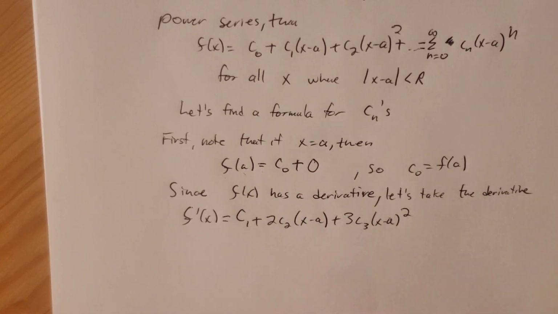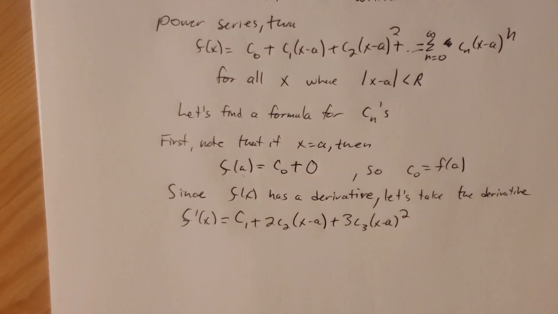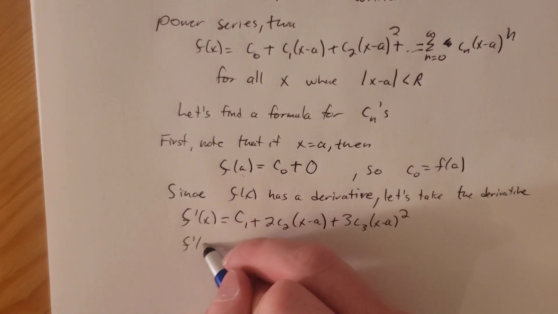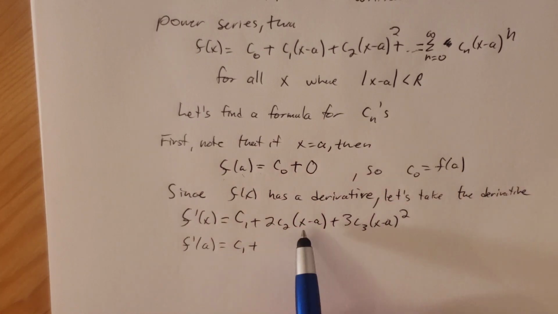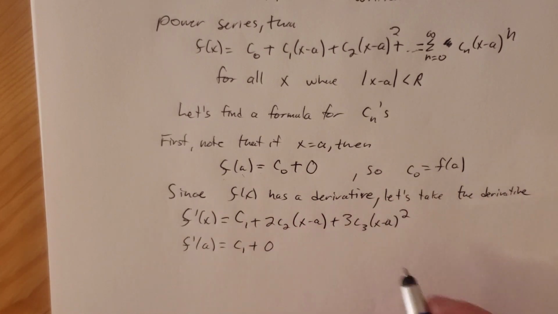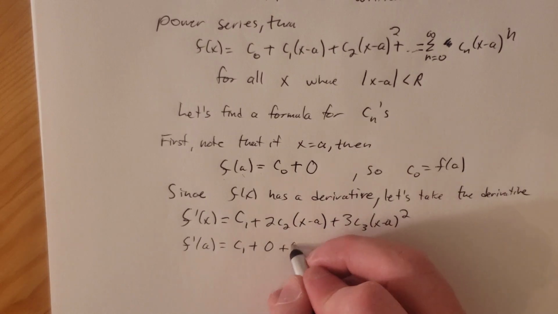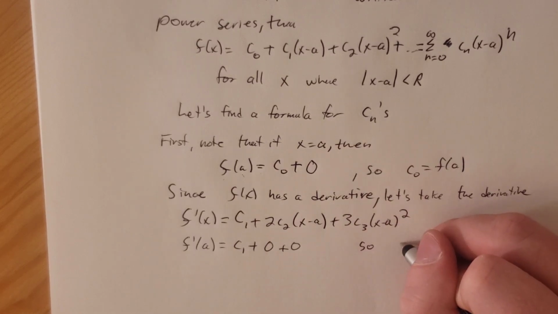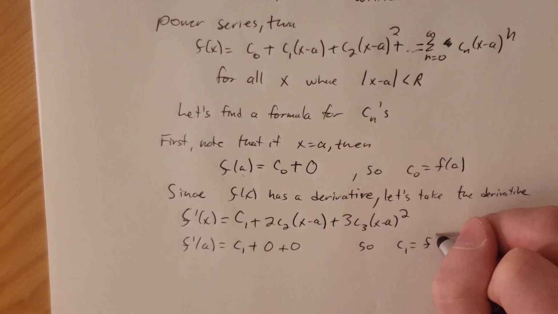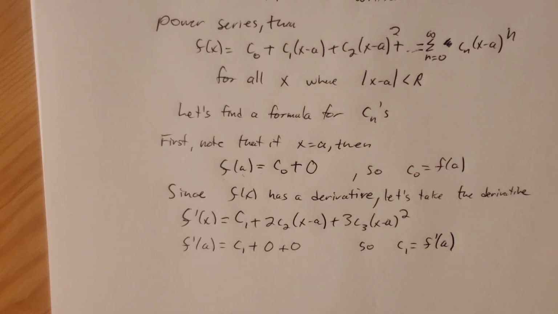Okay. Well, if we do that, then what do we get? Well, what is f prime of a? Well, this is c1 plus, and we plug in a into here. Oh, that's 0. And plug in a into here. Oh, that's 0 as well. And that's going to happen forever. So, in fact, we get c1 is just the first derivative of our function evaluated at a. Interesting. Let's keep going.